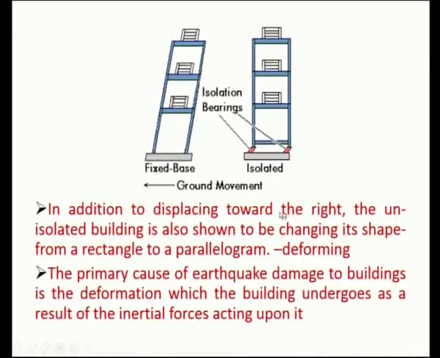In addition to displacing towards the right, the unisolated building is also shown to be changing its shape from a rectangle to a parallelogram, deforming. So, rectangle to parallelogram means it is getting deformed, whereas the isolated building stays in the same position. The primary cause of earthquake damage to buildings is the deformation which the building undergoes as a result of the inertial force acting upon it. So, once the building is deformed, the entire damage may happen, whereas here, if you keep this kind of elastomeric material at the bottom, it may not undergo deformation. So, further damage can be avoided.